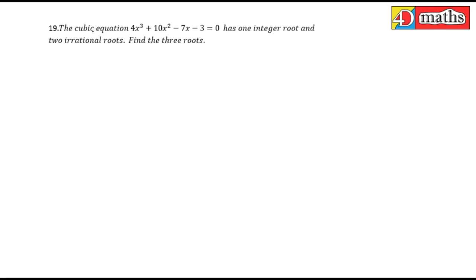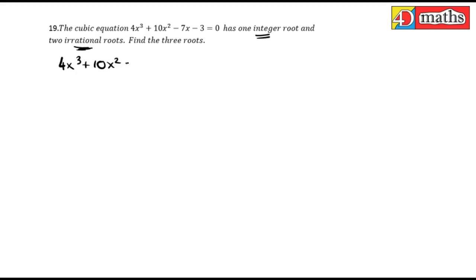Okay, this question. The cubic equation 4x cubed plus 10x squared minus 7x minus 3 equals 0 has one integer root, which indicates that it's a positive or negative whole number, and two irrational roots, which indicates that it's a number, for example, a square root number or surd number or pi or something like that. So chances are it'll be a surd number in this. So the way we do this question is this.